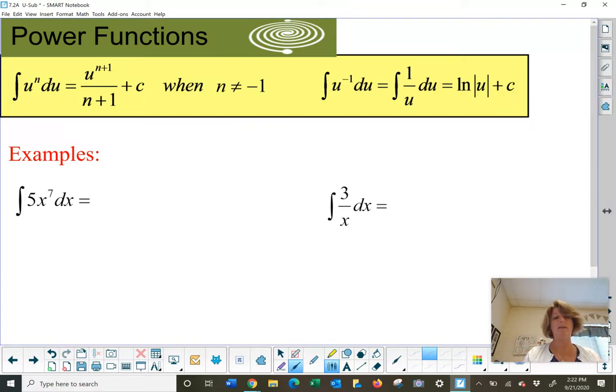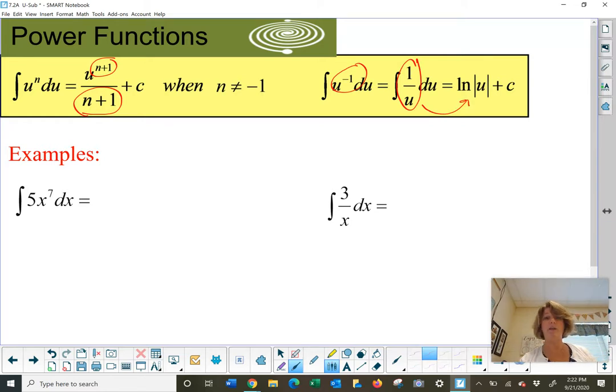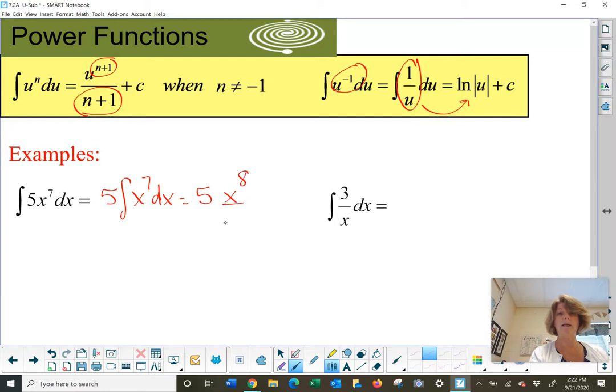Power function: this is integration, adding a power back and then dividing by that new power. So add a power, divide by that new power. Recalling that if I have u to the negative 1, which would look like 1 over u, that integrates to natural log absolute value of u. All right, so I could think of this 5 being pulled out, x to the 7 dx. We are going to use the power rule and increase the power by 1, taking us to 8, divide by 8, plus c, so I end up with 5/8 x to the 8th plus c.